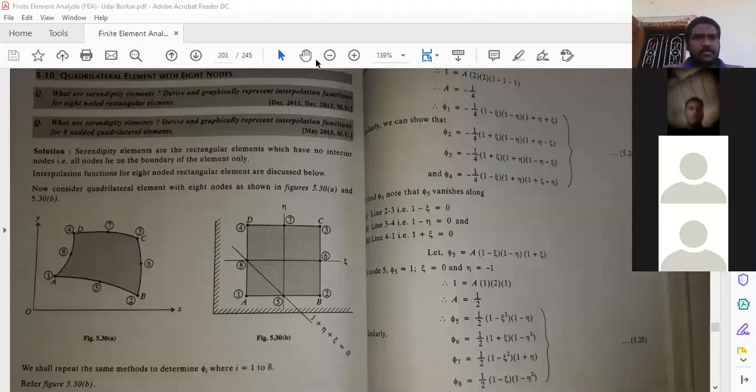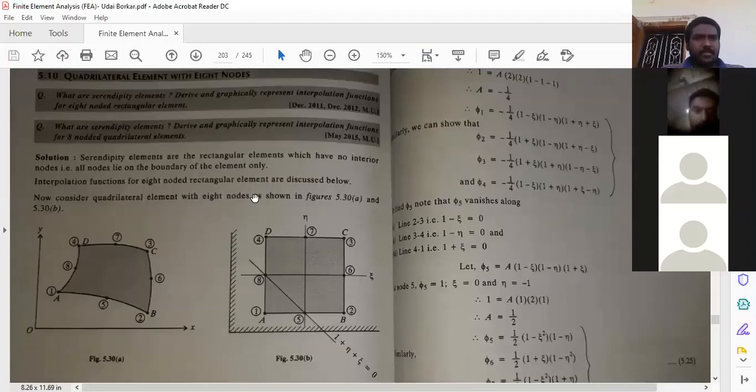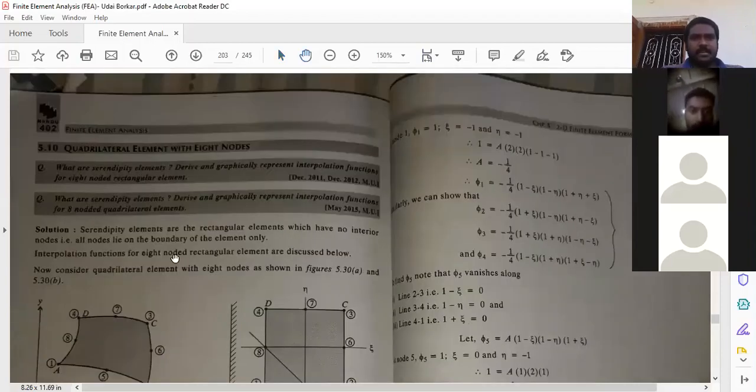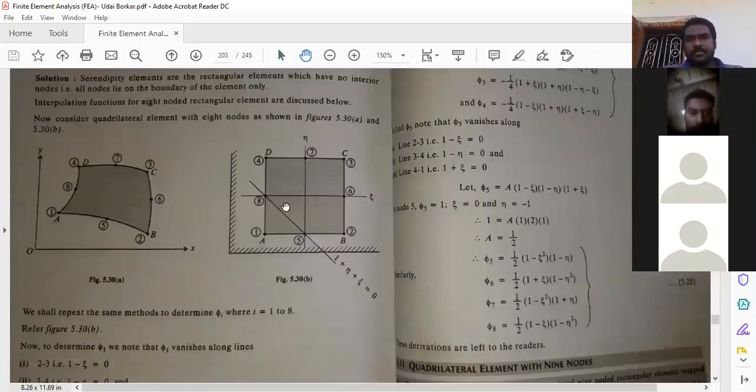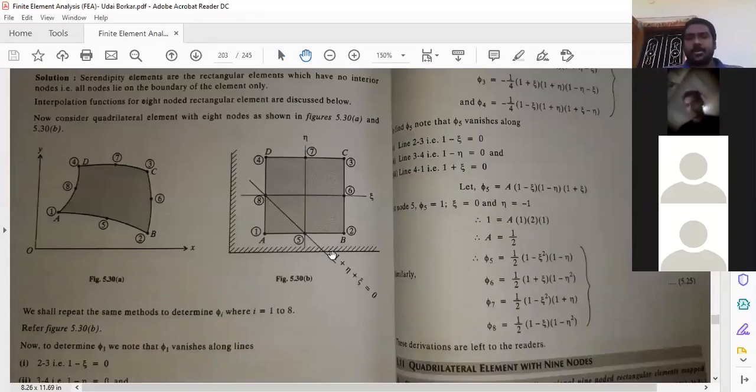In the last lecture, we saw the derivation of the serendipity element. That was the 8-noded element. We found the shape function for the 8-noded element. How did we find it? For node 1, what did we do?